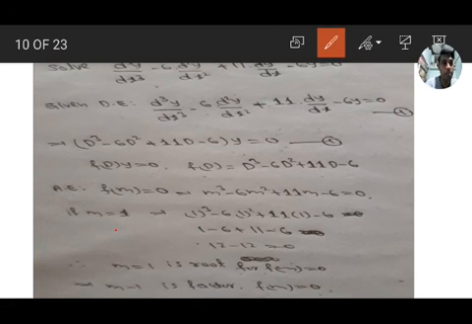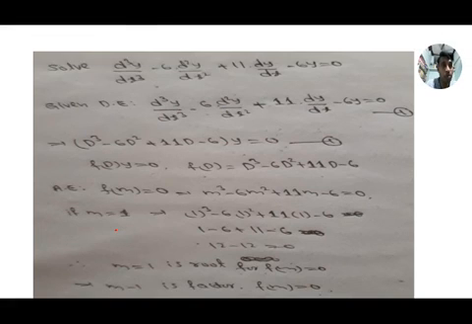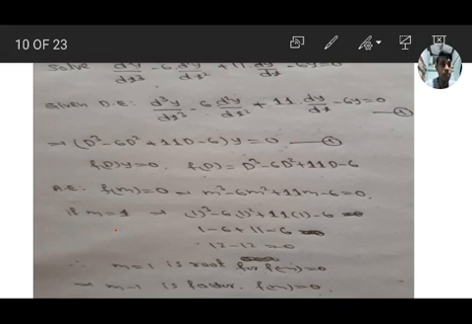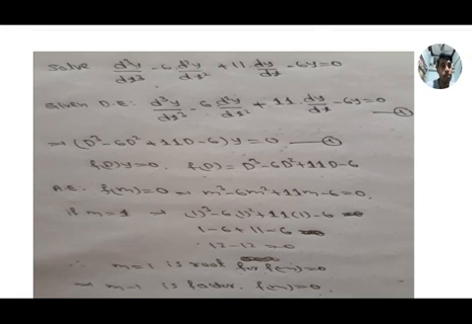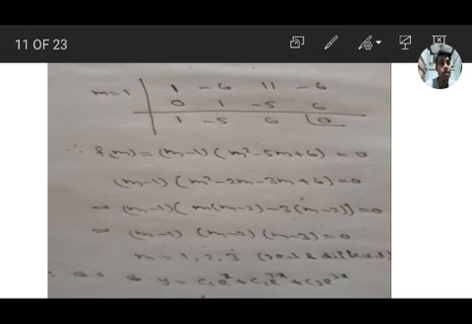Synthetic division process. Synthetic division means we need to write all the coefficients. Here the m cubed coefficient is 1, m squared coefficient is minus 6, m coefficient is 11, constant is minus 6. You have to write them in the same order: 1, minus 6, 11, minus 6. First we take m equal to 1.